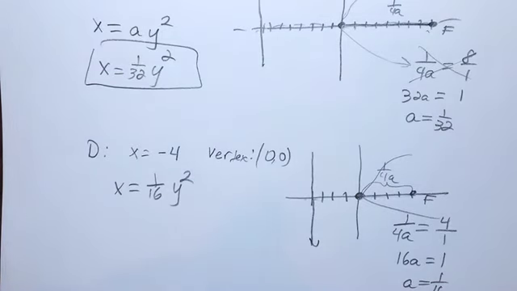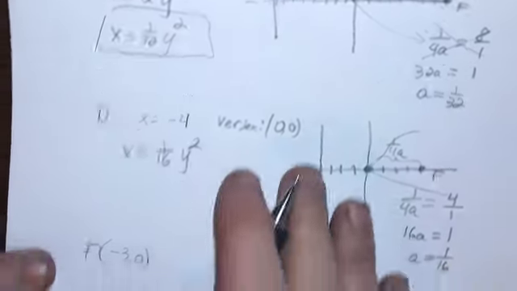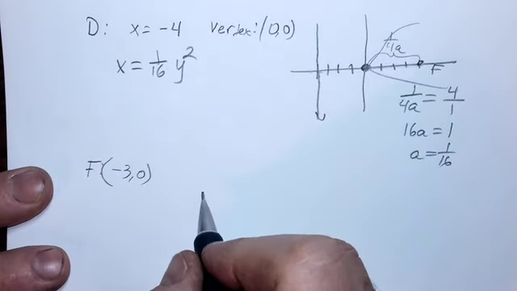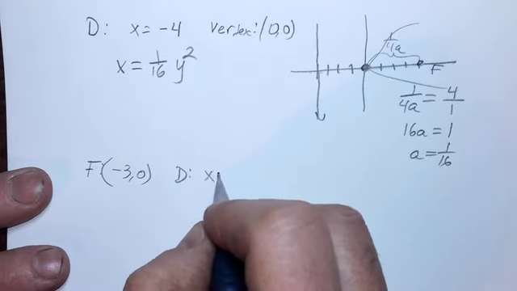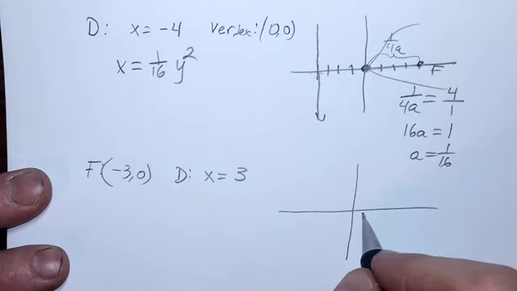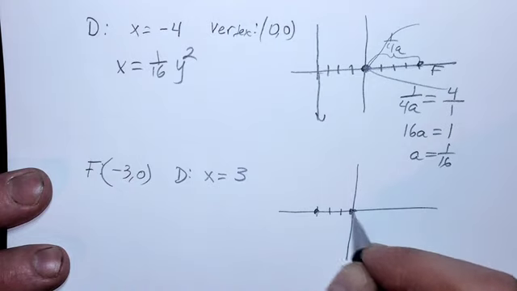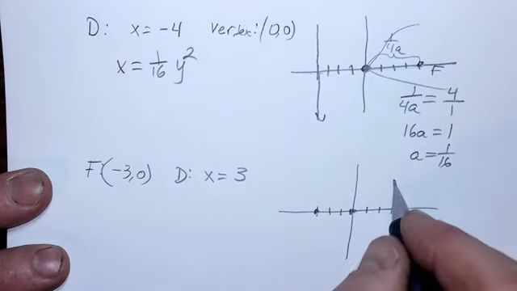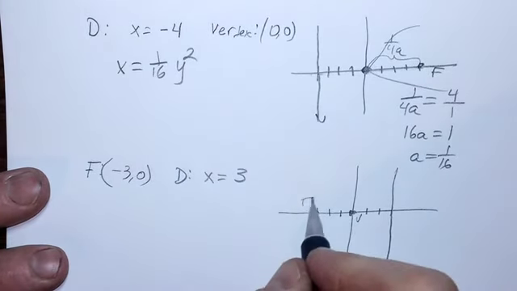Okay. One more example. Let's say the focus is -3, 0, and let's say the directrix is x equals 3. Again, if you just sketch that, focus -3, 0, the vertex has got to be 0, 0, because there's the directrix, x equals 3. Here's the vertex, here's the focus.